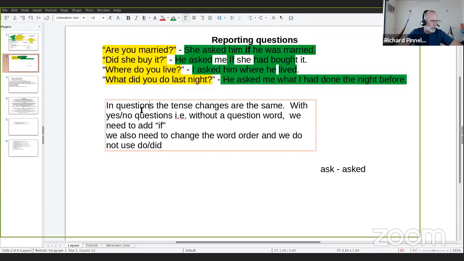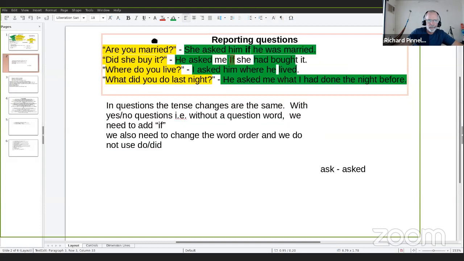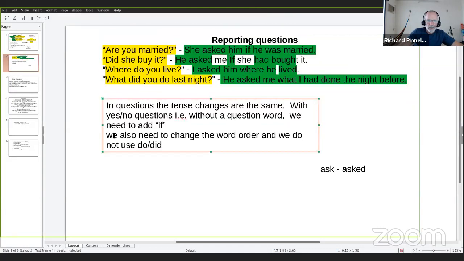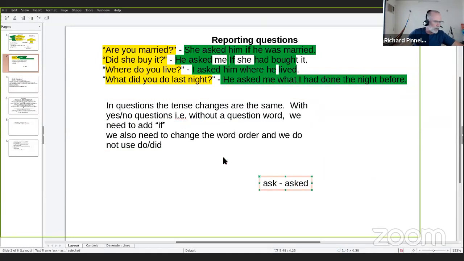Under here, I've got the rules. Hope I'm still live because I just lost the connection for a minute. In questions, the tense changes are the same. With yes or no questions, that is without a question word, we need to add the if. Here we've got the if. We also need to change the word order, and we do not use do or did if it's in the past simple or the present simple. So any questions about this one?